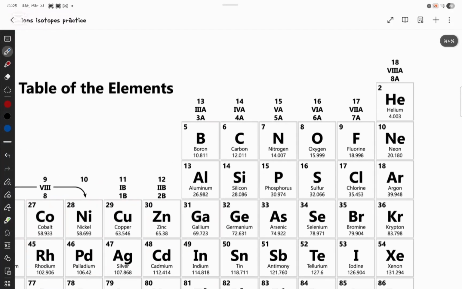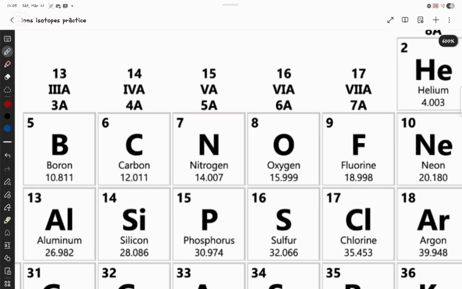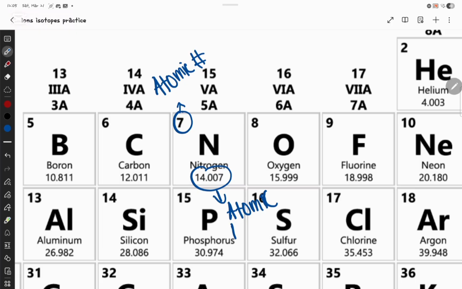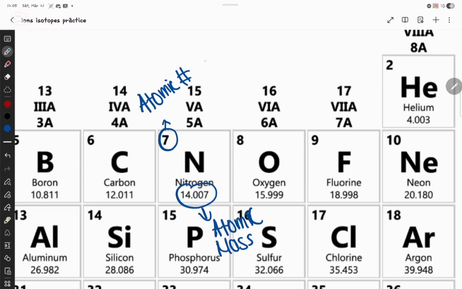Before I get to isotopes, I want to talk about the periodic table. Each box in the periodic table will have one number here, which is the atomic number. We'll also have another number here that is called the atomic mass. The atomic number is the number of protons or electrons. The number of protons and electrons are the same in a neutral atom.